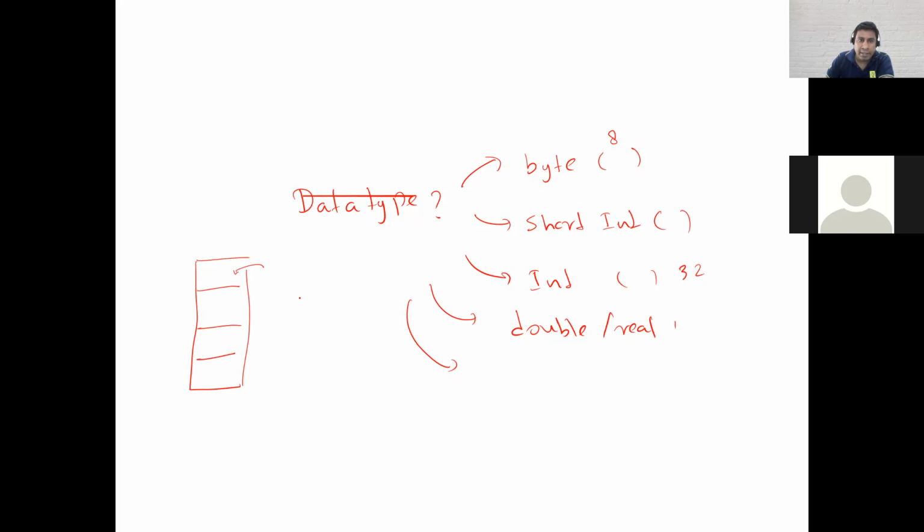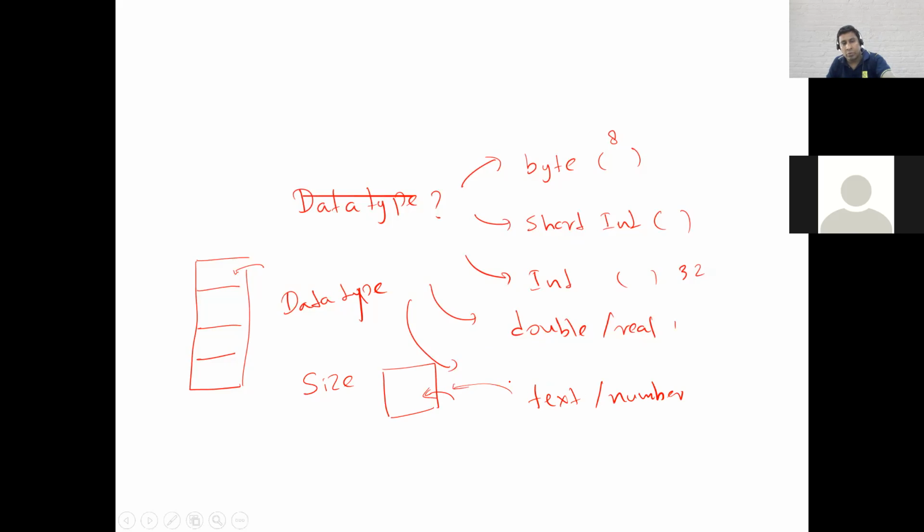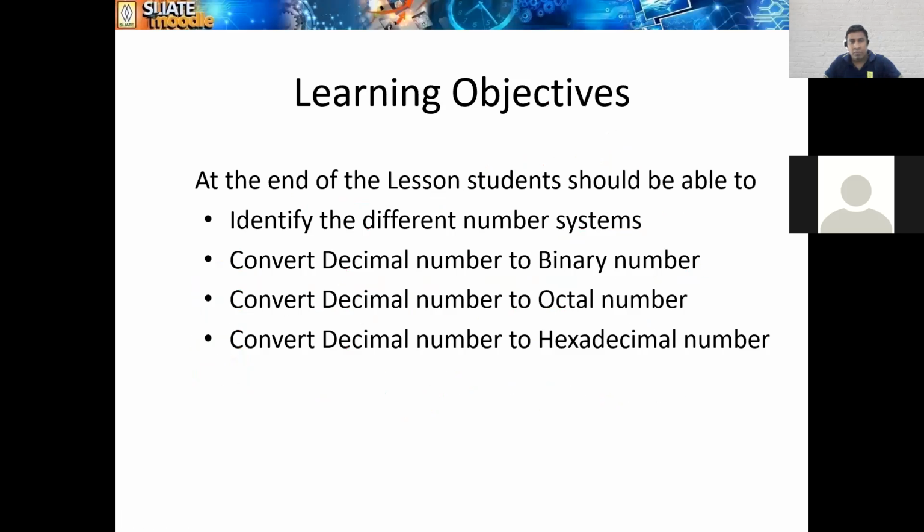So here the thing is, you have the data types, and what is the size of the memory we allocate to store this value. That is very important. It doesn't matter if it is text or a number, the memory allocation is very important. Okay, keep it in mind. Today, we will identify different number systems, convert decimal to binary, octal and hexadecimal.